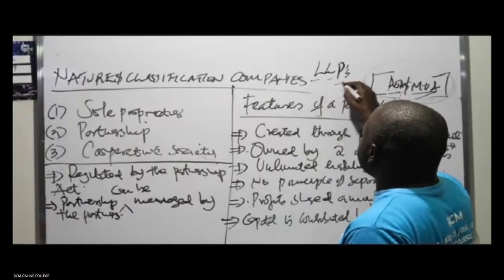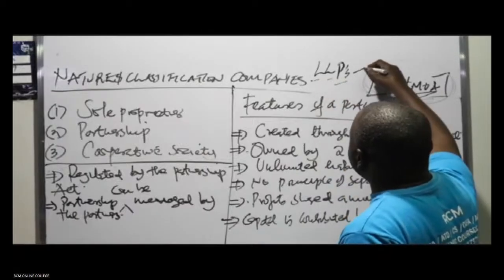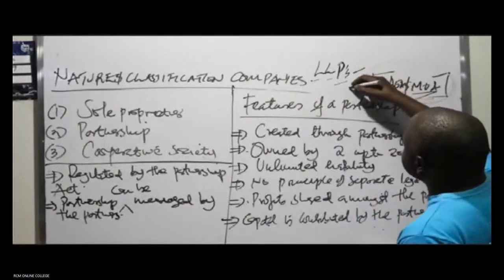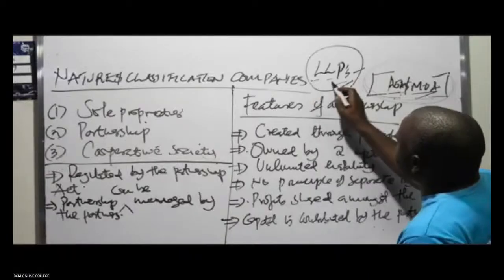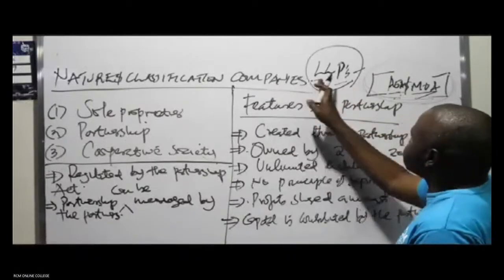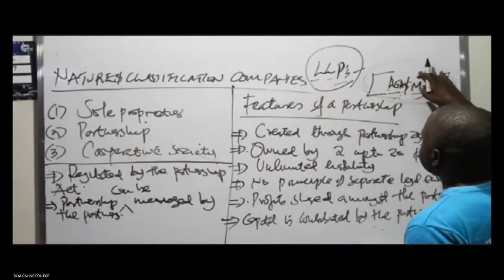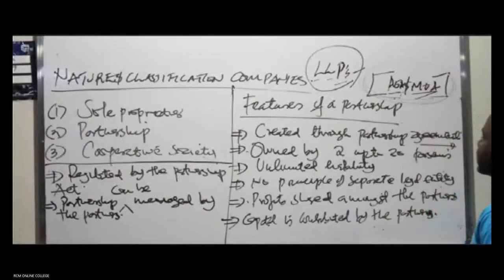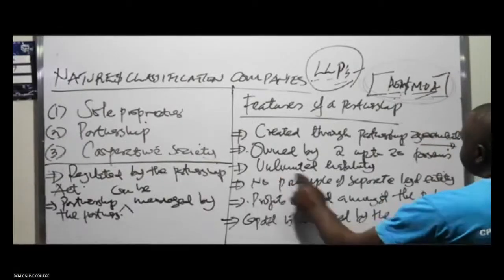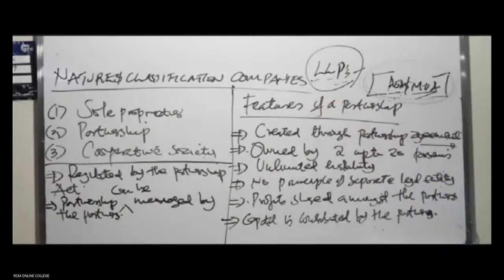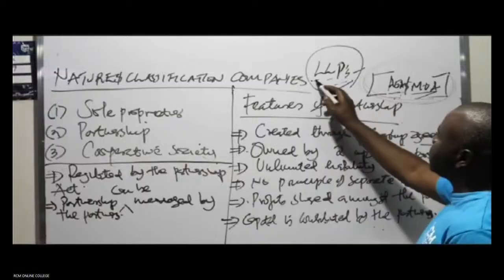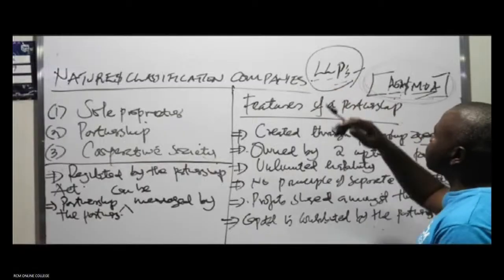Limited liability partnership. Nowadays, most professional firms, especially audit firms, register in this form. These are partnerships that have some elements of a company and some elements of a partnership. A normal partnership business doesn't have limitation in terms of liability, but this one has. It is known as an LLP, limited liability partnership. So professional firms nowadays tend to register more in this form.